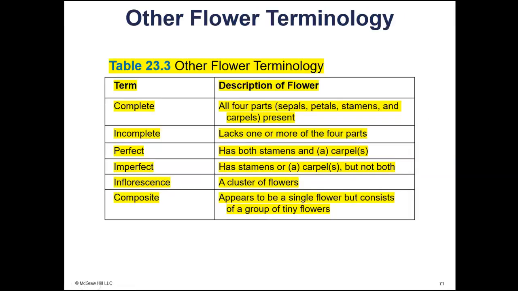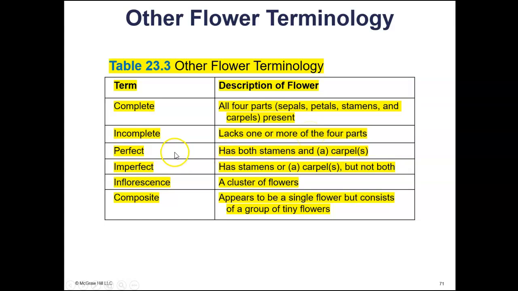Now, this is the last slide, and there are just some terms that are especially for flowers. If we say a flower is complete, then it has all 4 parts. So there are flowers that don't have all 4 parts. But if the flower has sepals, petals, stamens, and carpels, remember the stamens are the male parts and the carpels are the female parts, then we call it a complete flower. If it lacks one or more of the 4 parts, we call it incomplete. So if it's a flower, for example, with everything but stamens, we would call it incomplete.